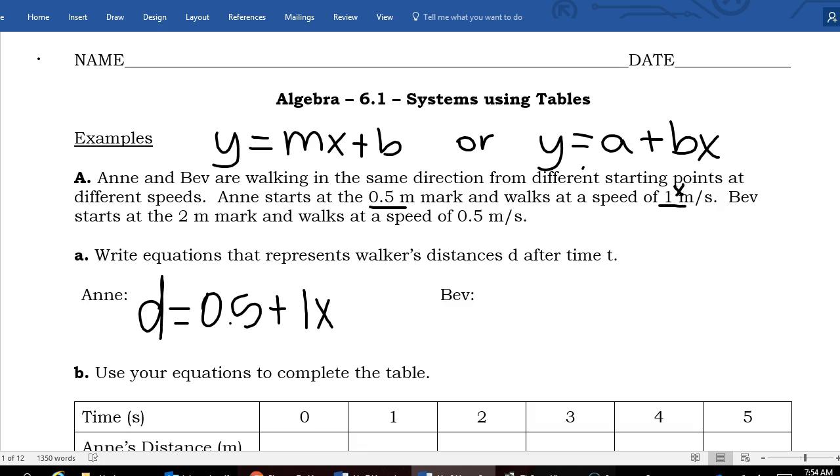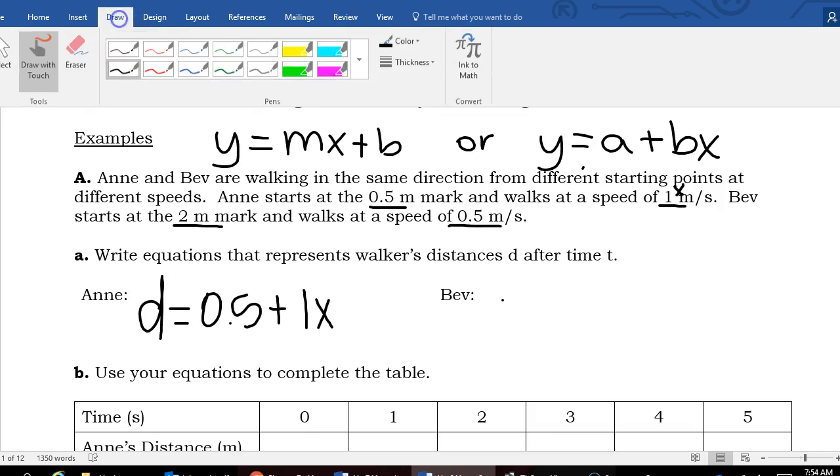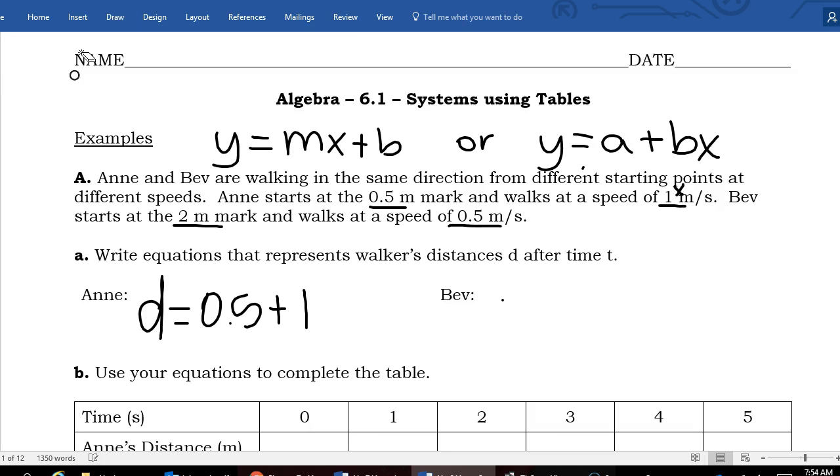So Bev then starts at the 2-meter mark and walks at a speed of 0.5 meters per second. Ooh, I messed that one up, my bad. I want to make this a t, not an x, because we're doing distance in terms of time. So distance here starts at 2 and increases half a meter per second. I almost wrote an x again.